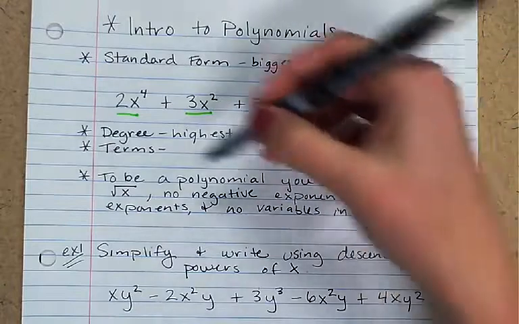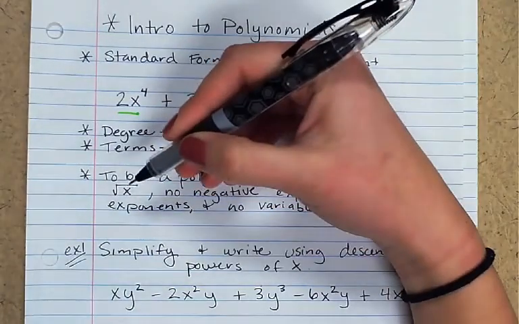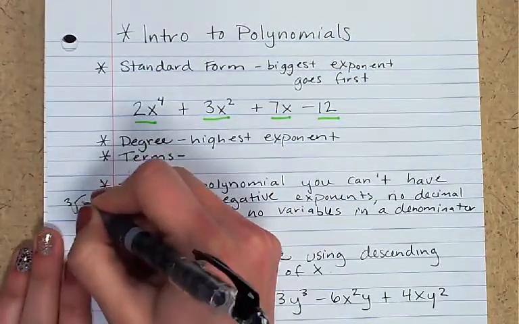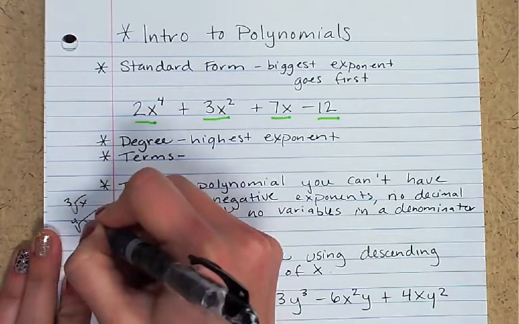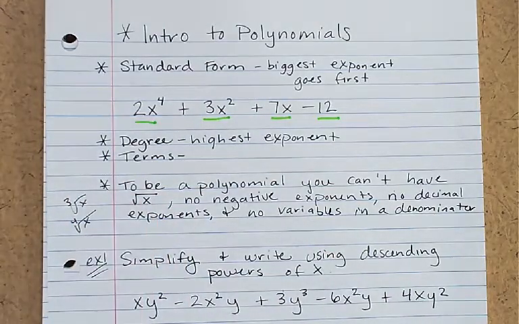Only whole number exponents. So you can't have any radicals in there at all. You can't have square roots. I don't think that they'll throw any of these at you, but you can't have any cube roots. You can't have fourth roots. No radicals are allowed around a variable at all.